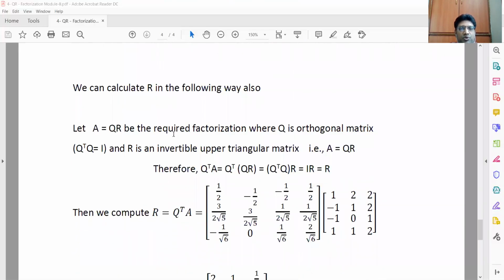So let A equals QR be the required factorization, where Q is an orthogonal matrix. Orthogonal matrix means Q transpose Q is I, and R is an invertible upper triangular matrix. So now A is QR. What I am doing is, here we are multiplying both sides, pre-multiplication with Q transpose. So Q transpose A is Q transpose into QR. So Q transpose Q, here in one bracket we taken, Q transpose Q is I. So I into R is R. That means R is nothing but Q transpose A.